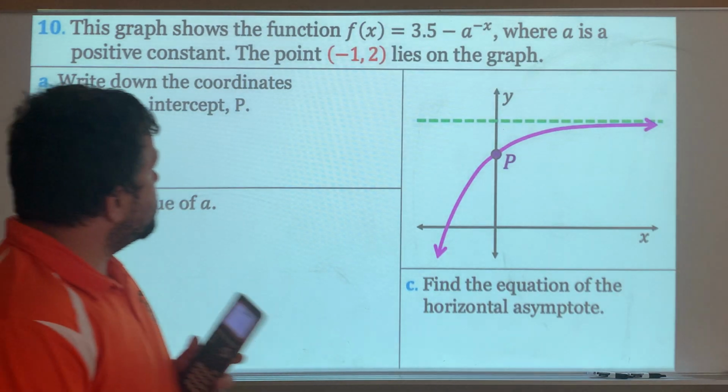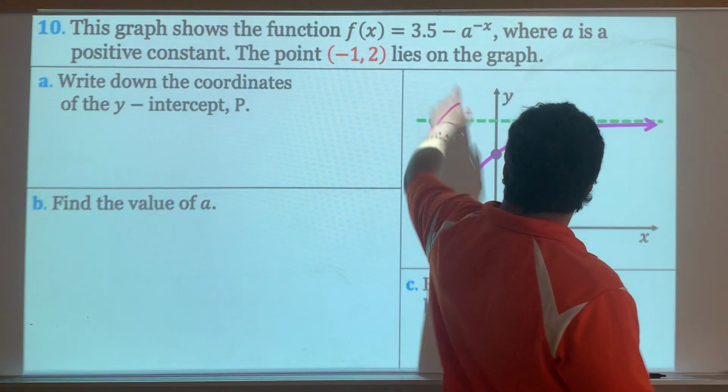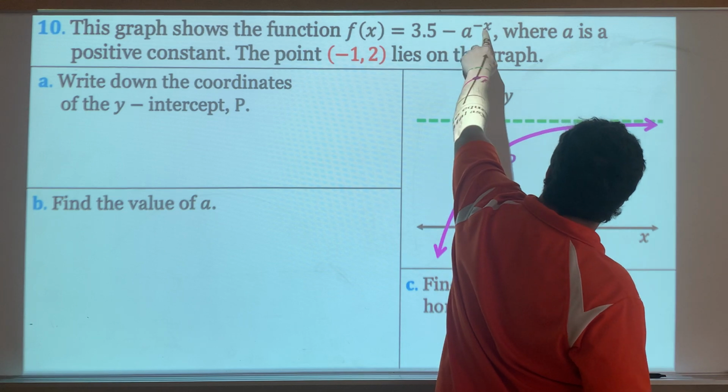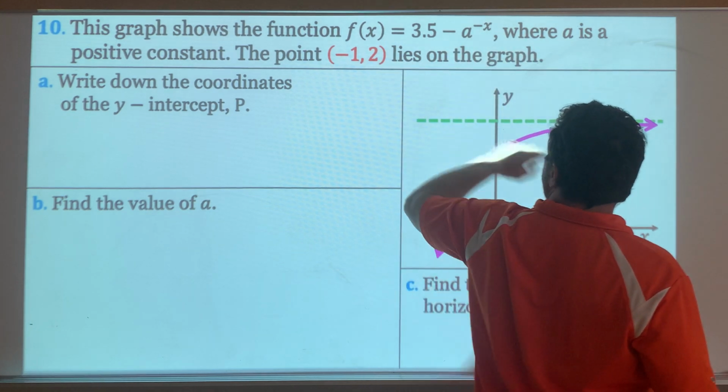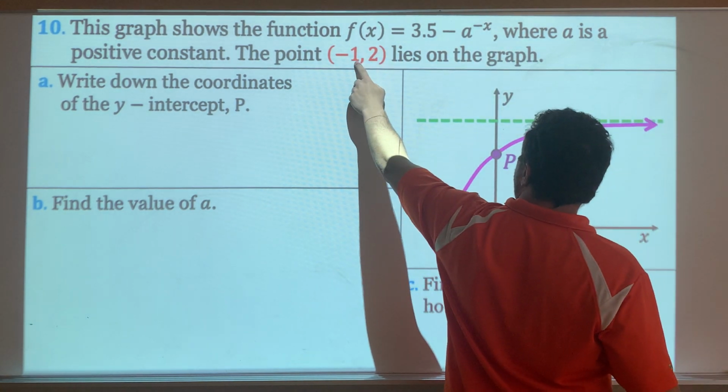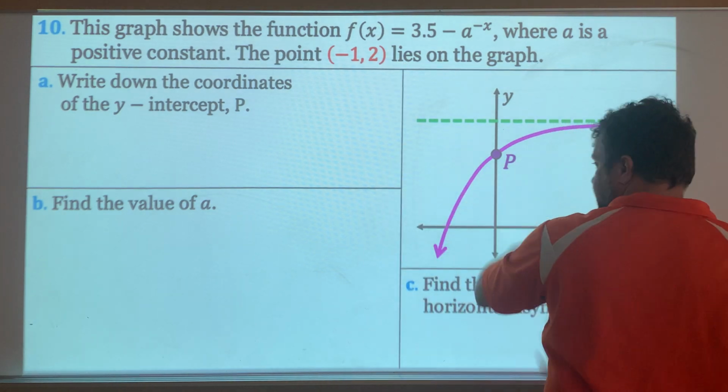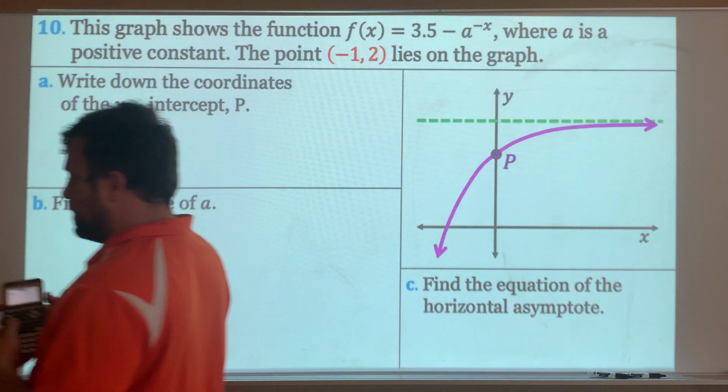All right, let's go to number 10. The graph shows the function f of x equals 3.5 minus a to the negative x, where a is a positive constant. The point -1, 2 lies on this graph, and that's all we know.